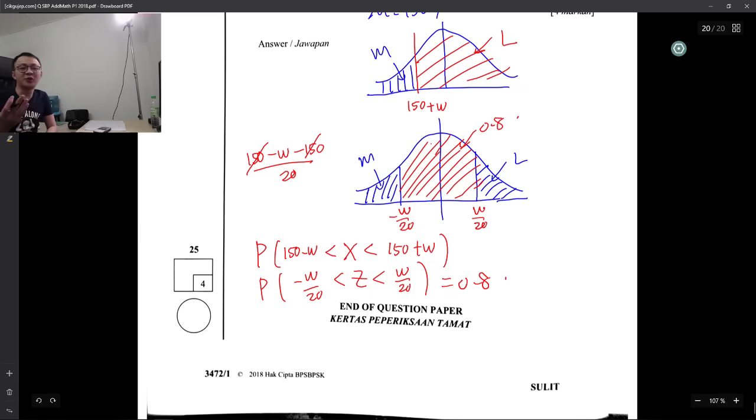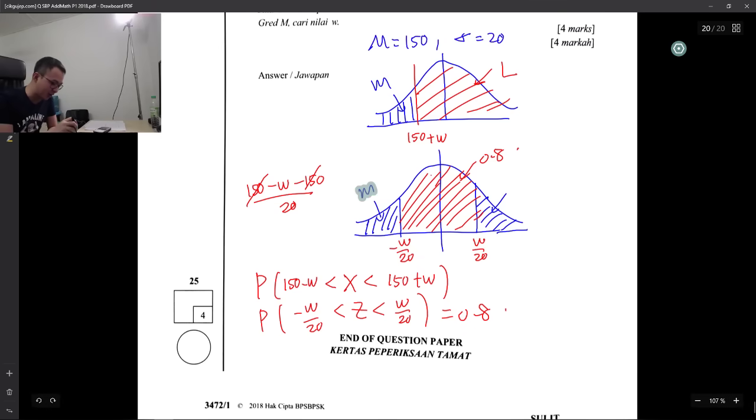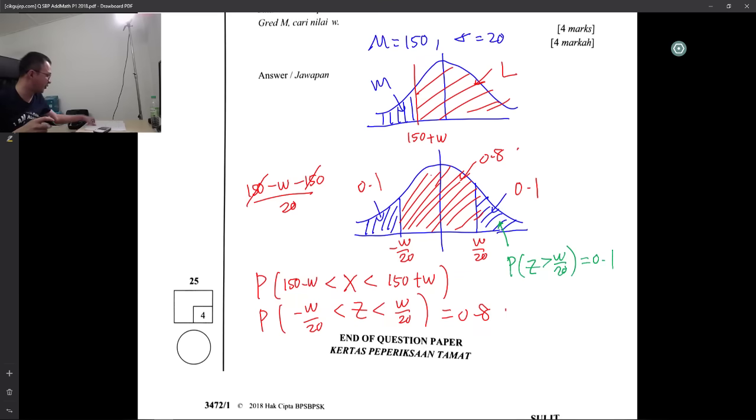But you can't find 0.8 in the table, because your table only goes up to 0.5. Since the distribution is symmetric, each tail should be 0.1. How do I get 0.1? I take 1 minus 0.8 and divide by 2. Because I just want to find W, I focus on this area: P(Z > W over 20) equals 0.1. From here I solve for W.